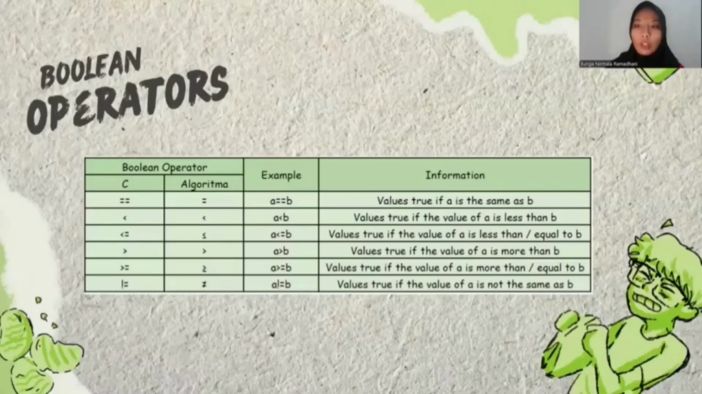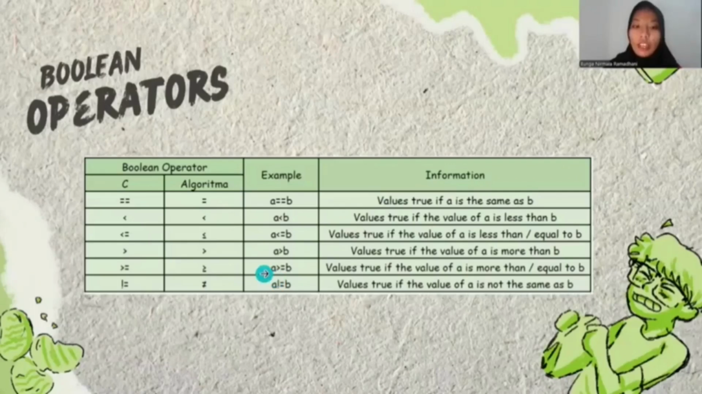This header in the C language is used to perform operations related to Boolean expressions. For the Boolean operators, we have examples. If A equals B, then the value is true if A is the same as B. For A is less than B, the value is true if A is less than B. If A is less than or equal to B, the value is true if A is less than or equal to B. If A is more than B, the value is true if A is more than B.